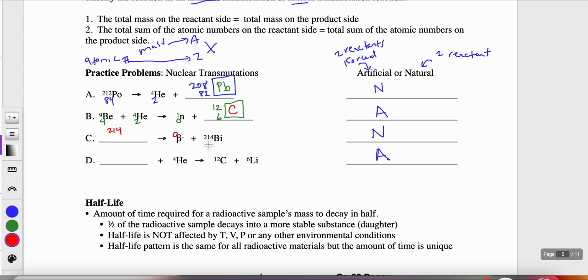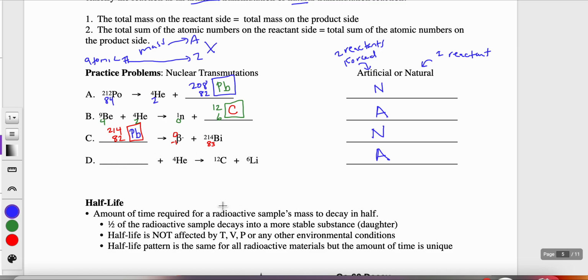Now I need to do the same thing with the atomic numbers, or number of protons. So Bi is an element, and according to the periodic table, it has 83 protons. I need to go to table O to see how the beta particle affects the atomic number, and it has a -1. So 83 plus -1, my reactant must only have 82 protons. So now I can go to the periodic table and come up with its identity by looking up what type of element has 82 protons. And when I do that, 82 protons belongs to the element Pb.